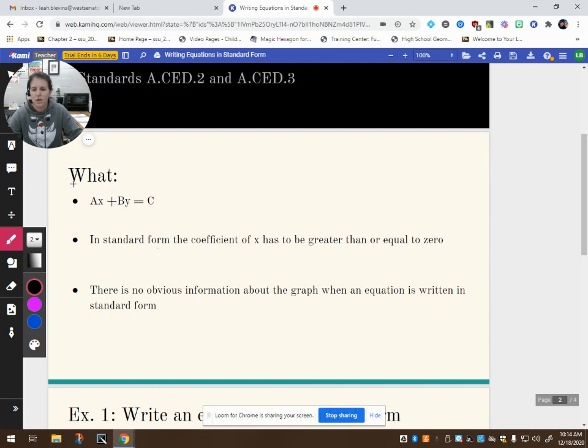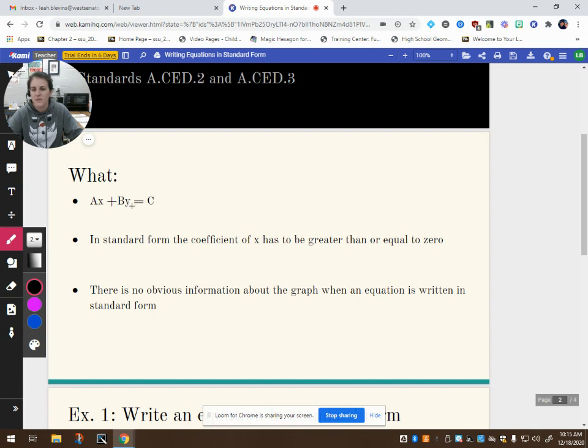And in standard form, the coefficient of x, this a value, has to be greater than or equal to 0. So we don't want it to be a negative number. We don't want it really to be a fraction. We like for it to be a whole number. And so there's things that we have to do to make this happen.